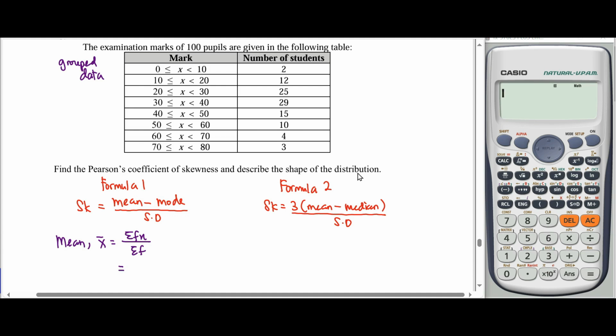So the number of students here indicates frequency. X here indicates our data, and since this is group data, X represents the midpoint. So for 0 until 10, the midpoint is we add up and divide by 2, which is 5. The midpoints are 15, 25, 35, 45, 55, 65, and 75. So we can use our calculator to help us calculate the sum of fx, meaning f times x, then total up, and the total of f.